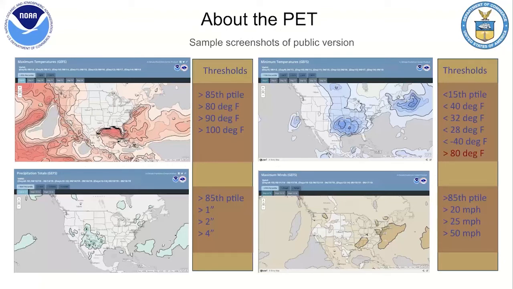So here are some simple screenshots of the public version of the PET. This slide shows the different thresholds that are currently available on the public extremes tool. We have 4 different variables. On the top left is the maximum temperature, so you can see the thresholds listed there. For all of them, we have greater than the 85th percentile, and for the minimum temperatures, less than the 15th percentile. And then you can see the various thresholds that we've selected based on the different inputs that I showed in the last slide.